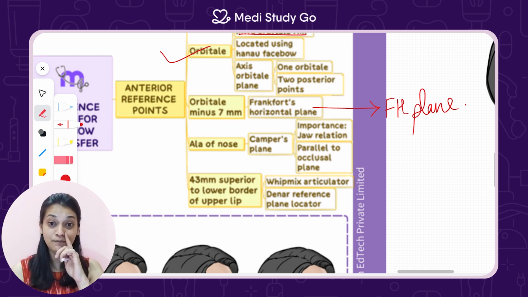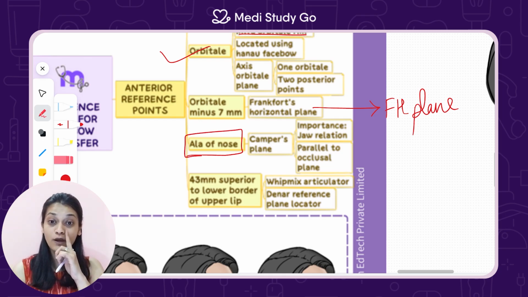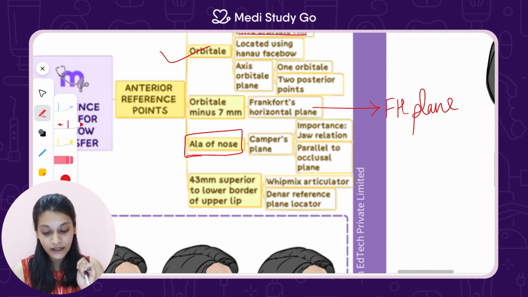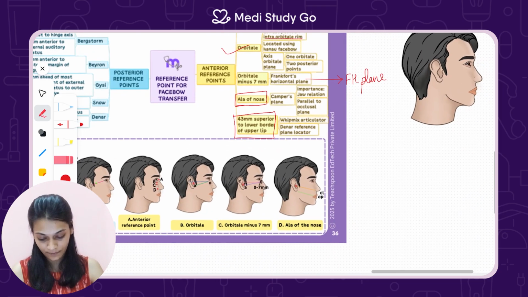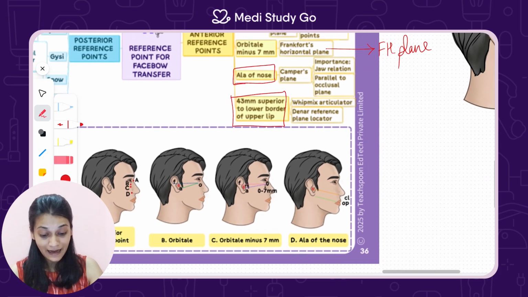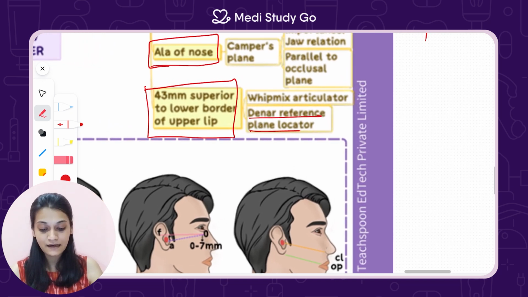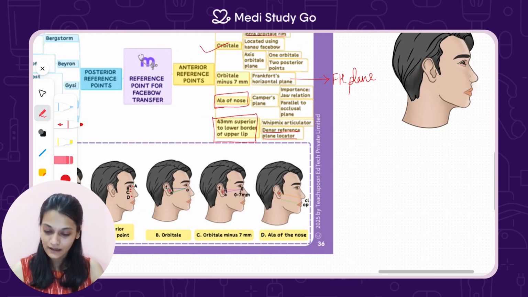Apart from that, there can be the ala of the nose. Now, it's very important because if you draw a straight line, this will help you locate your cuspid eminence. So the ala of your nose also becomes one of the most important anterior reference points, and you can always extend this line and locate your canine. Then there is a point located 43 mm superior to your lower lip. So, if this was your lip, 43 mm superior, okay? So, it shall be here. And it is nothing but a Denar reference plane locator. So, if it is Denar, it has to be for the Denar articulator.